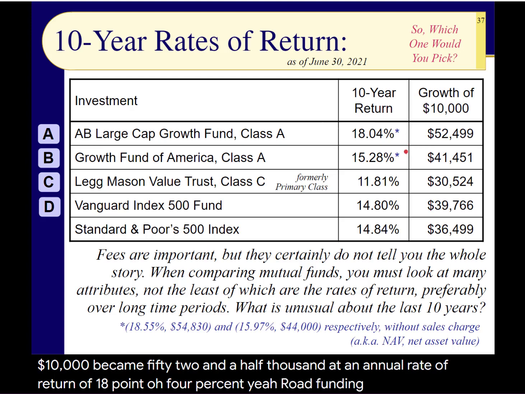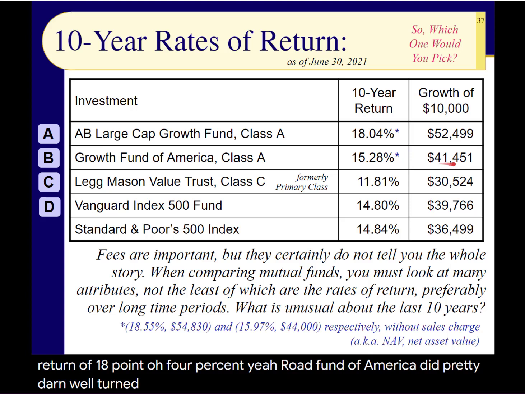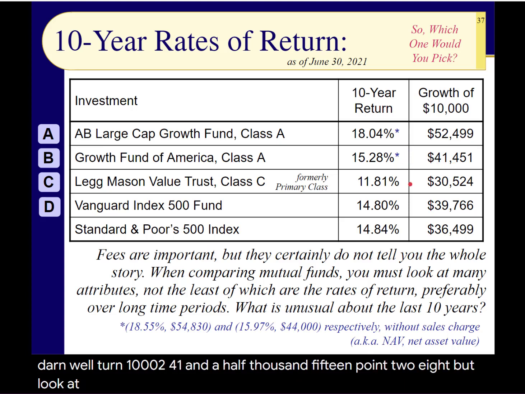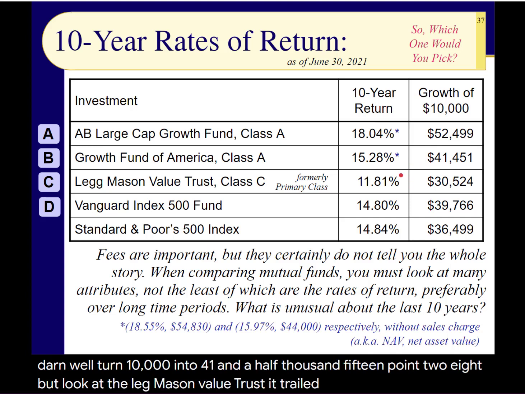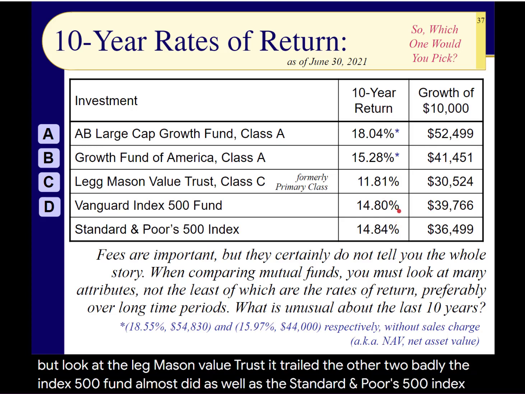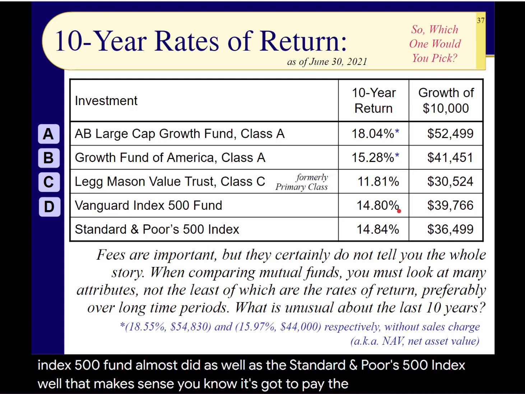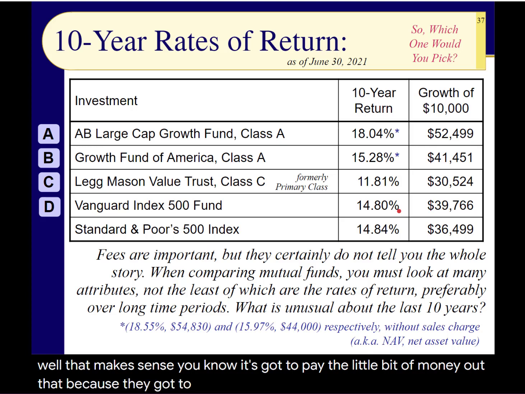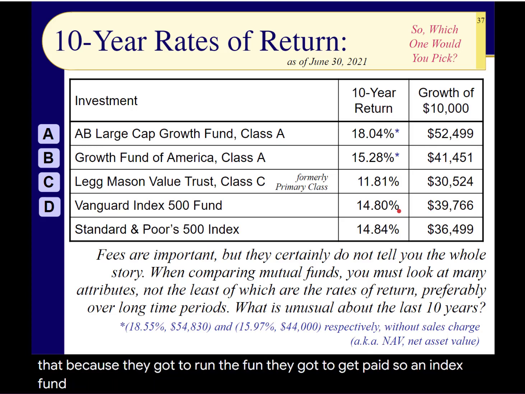The Growth Fund of America did pretty darn well, turned $10,000 into $41,500, 15.28. But look at the Legg Mason Value Trust. It trailed the other two badly. The Index 500 fund almost did as well as the Standard & Poor's 500 index. Well, that makes sense. It's got to pay a little bit of money out because they got to run the fund. They got to get paid. So an index fund won't match the index, but it should come pretty darn close.